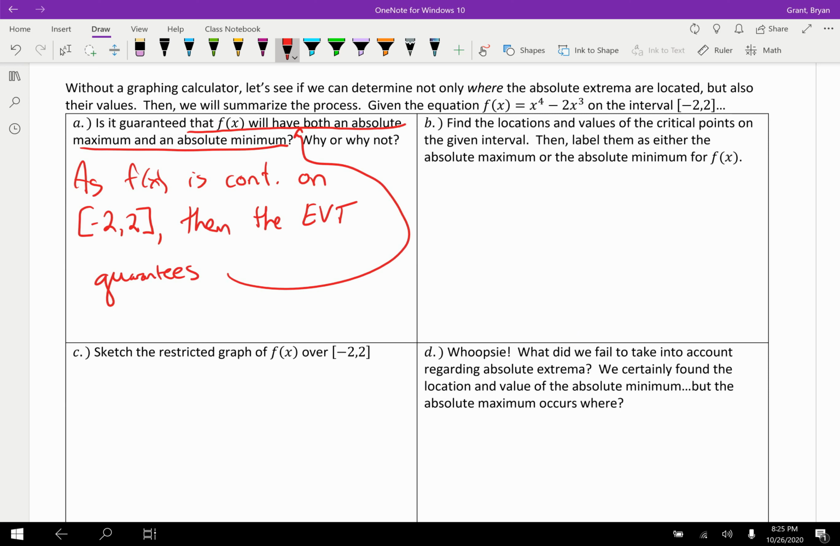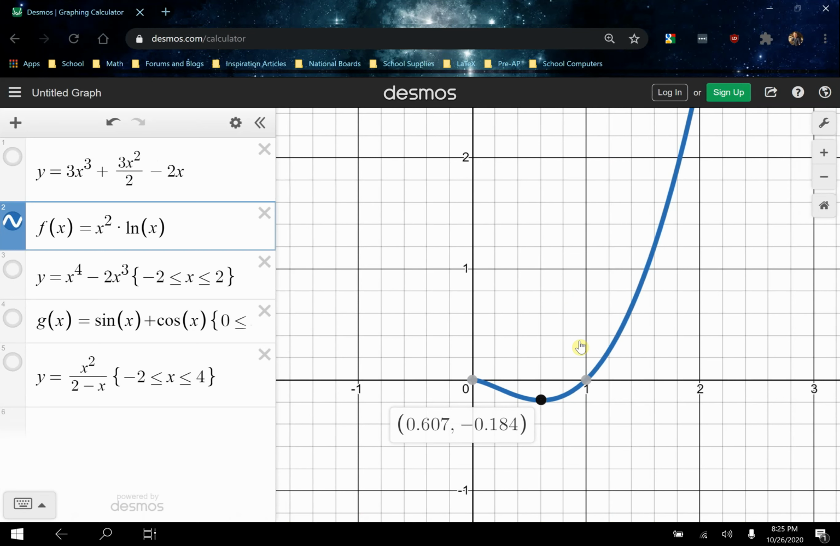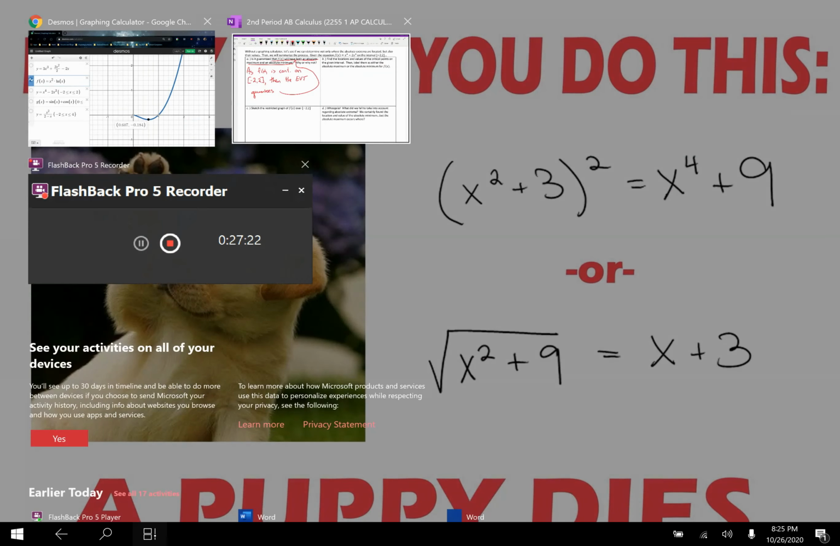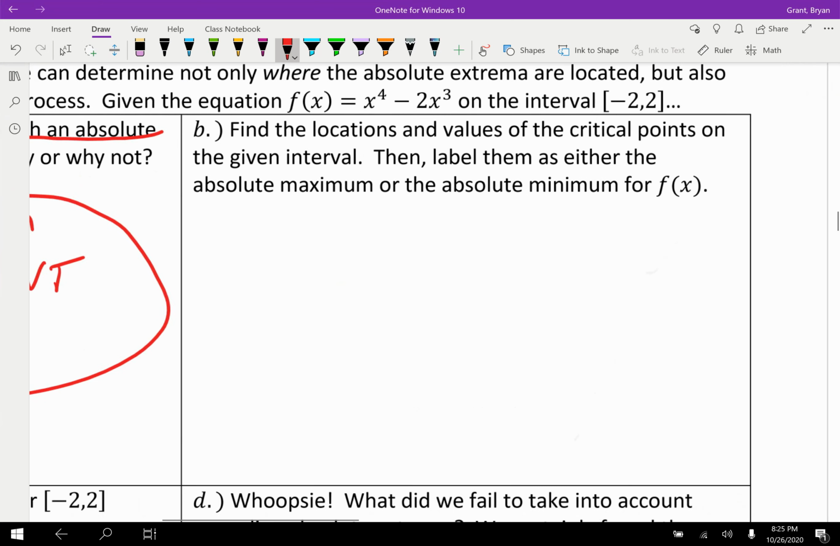B, find the locations and values of the critical points on the given interval, then label them as either the absolute max or absolute min. Okay, well, why are we doing this? Well, we might remember from earlier that those relative maxes and mins, I mean, even think about this last problem. This was a relative min and ended up being the absolute min. So I think maybe if we find these critical points, and then whichever one's the biggest is probably the absolute max, and the smallest is the absolute min, that seems like a thing. So let's go through it.